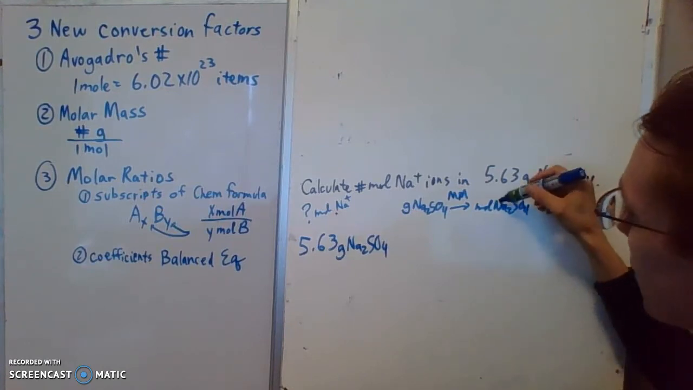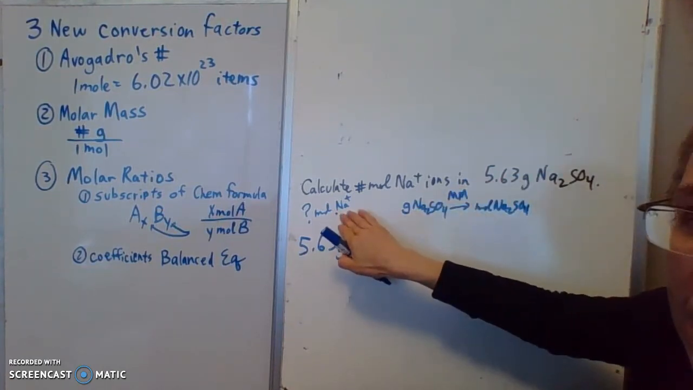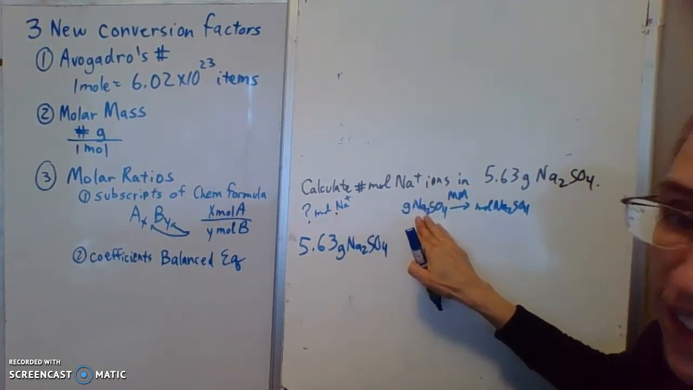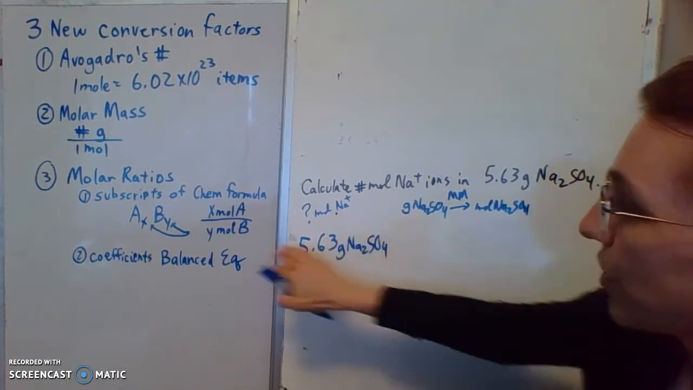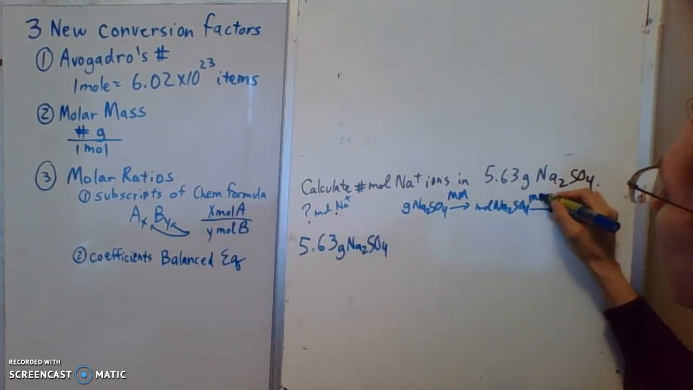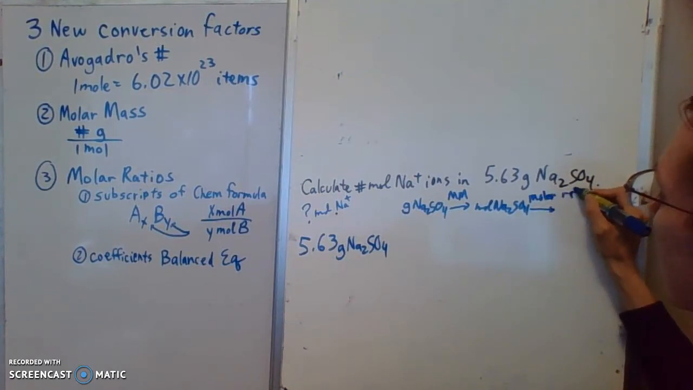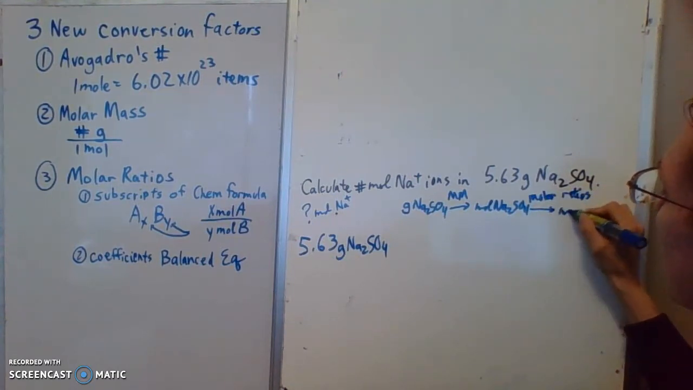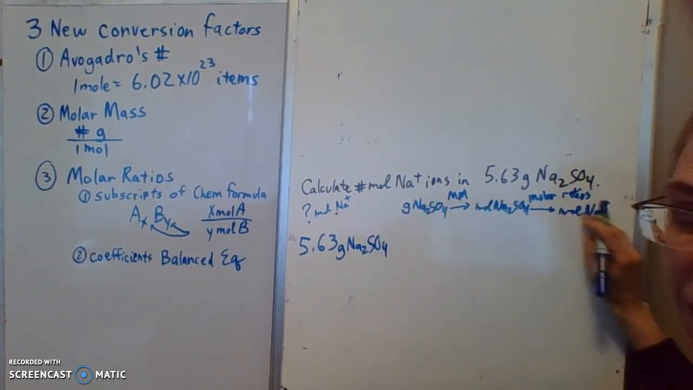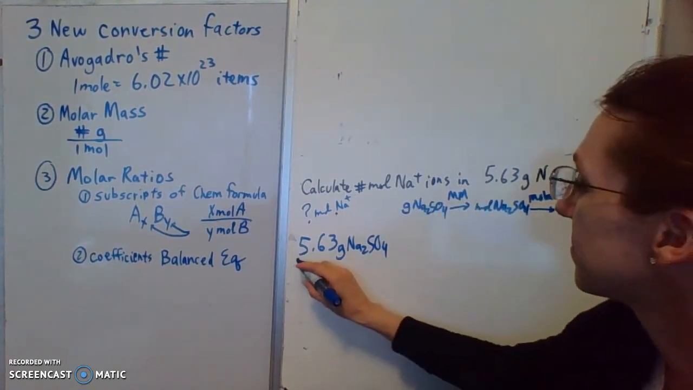And then you'll notice that the sodium that we actually want here is a part of the larger whole, the sodium sulfate. So there, we're going to use our molar ratios to get moles of sodium ion. Okay. There's our logic. Now let's actually go about doing it.